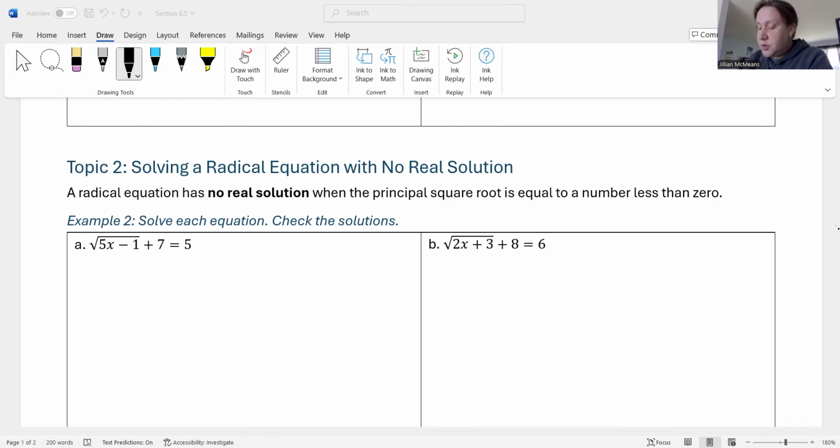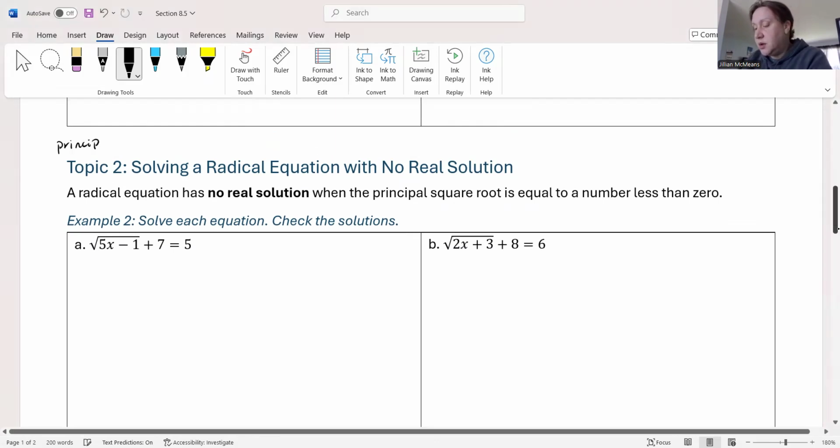So when you have the principal square root, we had a situation where A and B are non-negative, meaning they're zero or they're positive, and we would have b squared equals a, so the square root of a was b. So that was the principal square root.